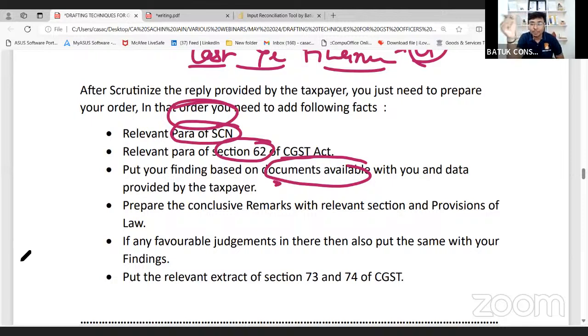Okay, you just need to provide in your order that these documents we have demanded from the taxpayer, and the taxpayer submitted the documents, and based on the analysis of the documents, this is the turnover of that particular person for the relevant period, and on this turnover this will be the tax liability, this is the interest, this is the penalty.